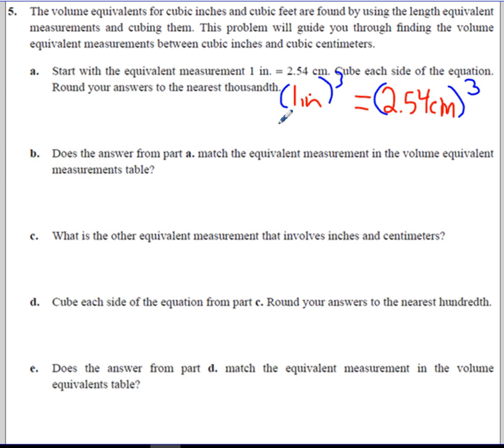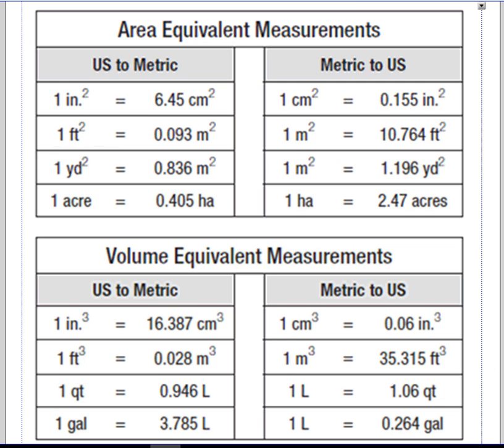And so 1 inch times 1 inch times 1 inch will still be 1, but it's in cubic inches now. And 2.54 centimeters times itself 3 times will give us 16.387 when we're rounding at 3 decimal places. And our centimeters are cubic. So does this answer match the charts here? It sure does.